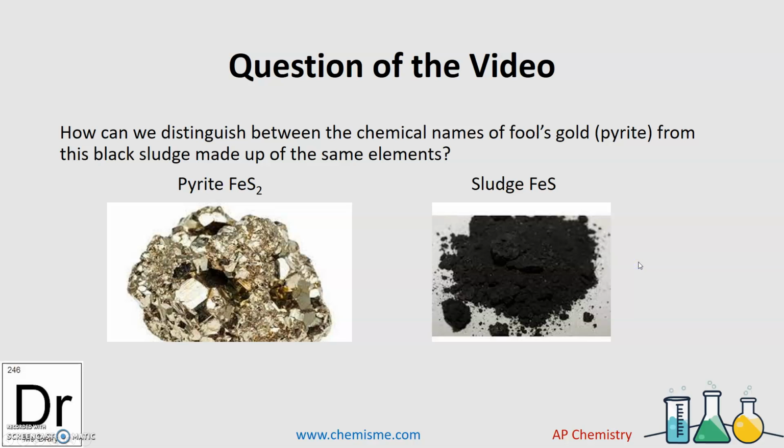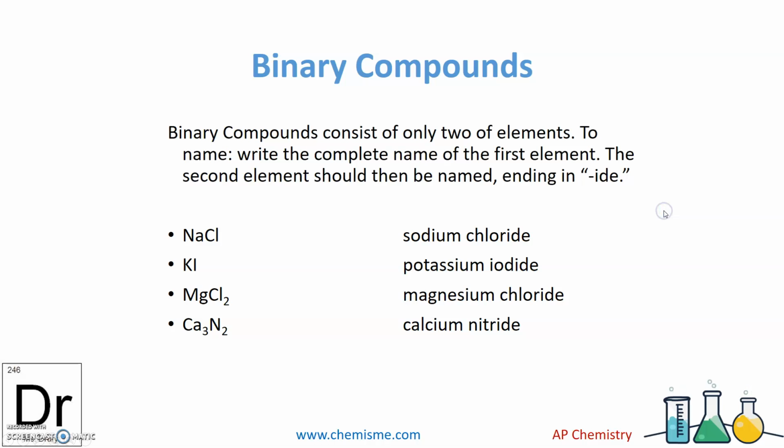So the question of the video is, how can we distinguish between the chemical names of fool's gold or pyrite on the left from this black sludge made up of the same elements? They're both made up of iron and sulfur. So, binary compounds consist of only two elements.